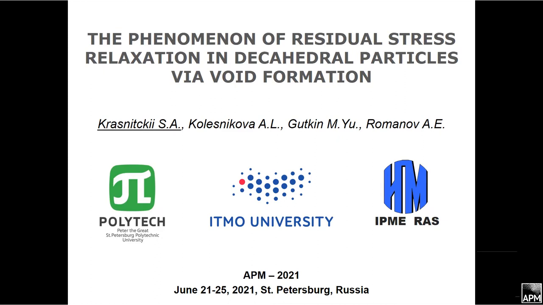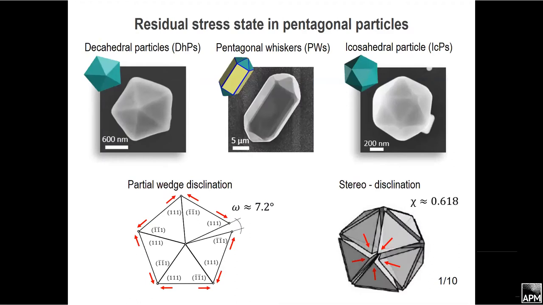This report contains a brief overview of experimental observation of voids in decahedral particles, the suggested theoretical model, and finally, verification of theoretical results with experimental available data on observation of such voids. Okay, let's move on. Pentagonal whiskers and decahedral particles are the main representatives of pentagonal particles.